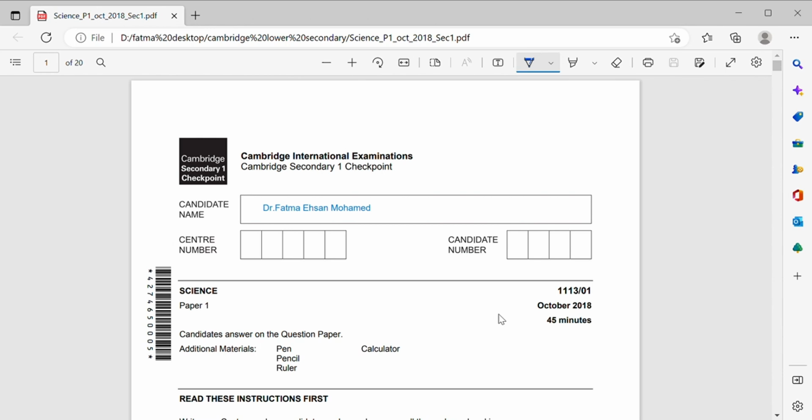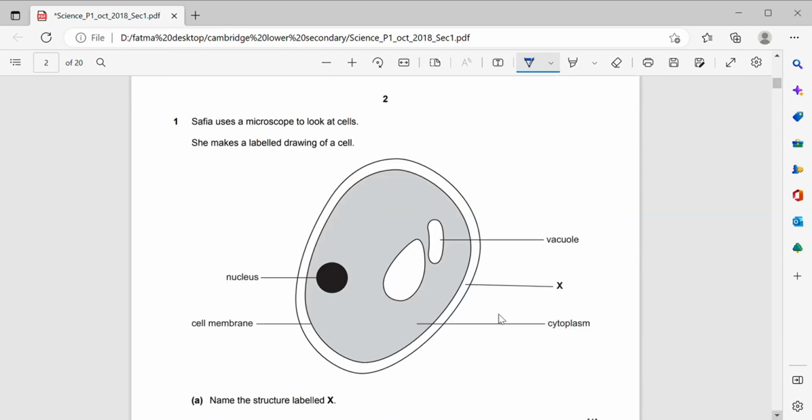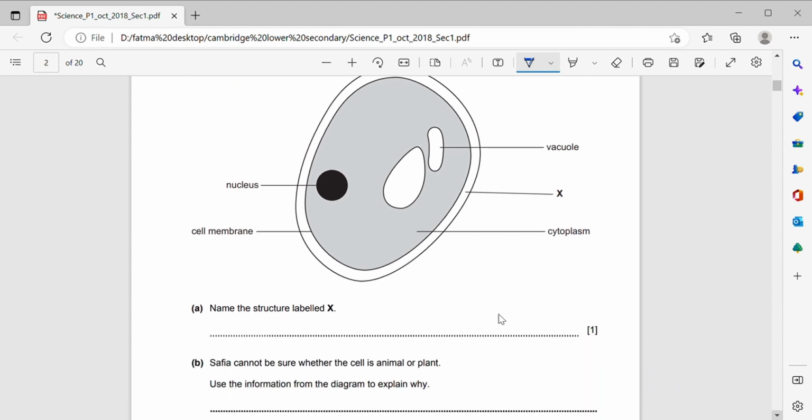Today we are going to solve Cambridge Lower Secondary Checkpoint, October 2018, Paper 1. Question number 1. Sophia uses a microscope to look at cells. She makes a labeled drawing of a cell. If we look at the cell here, we will find nucleus, vacuole, cytoplasm, cell membrane.